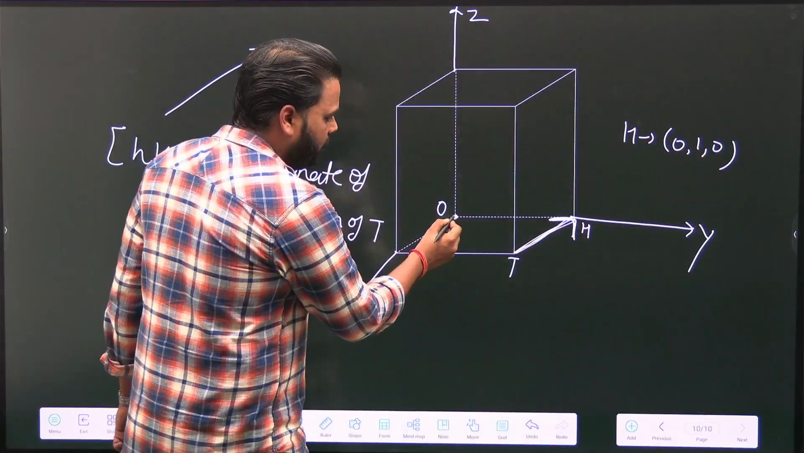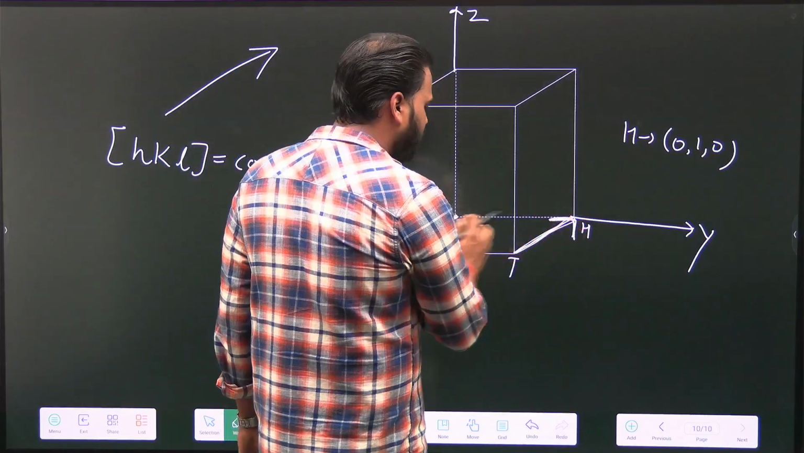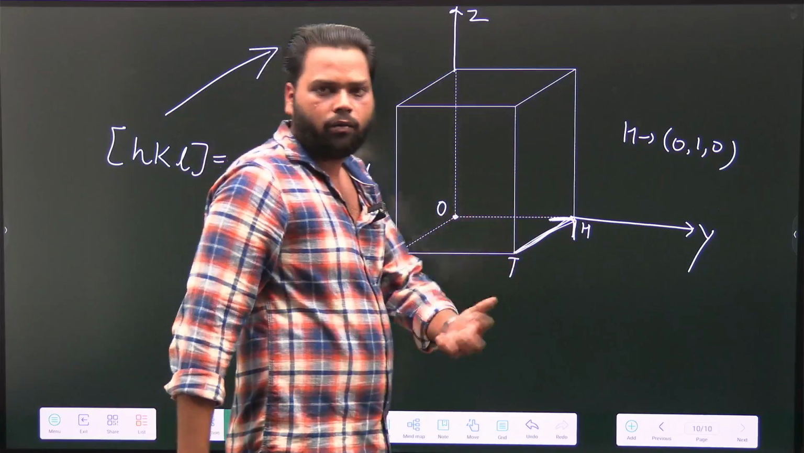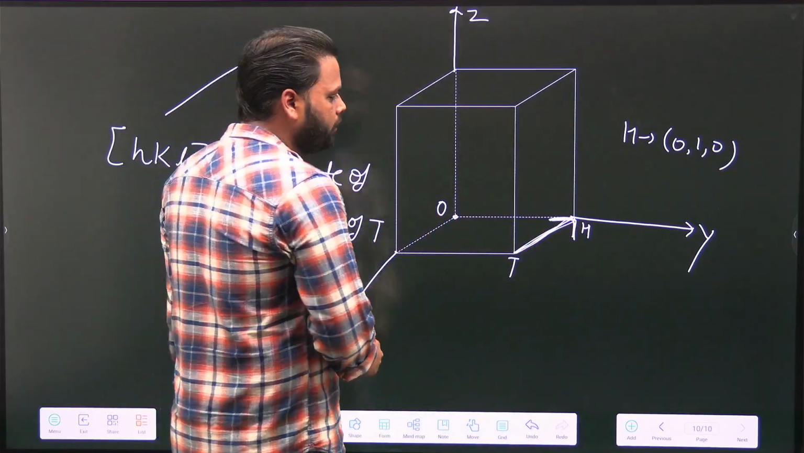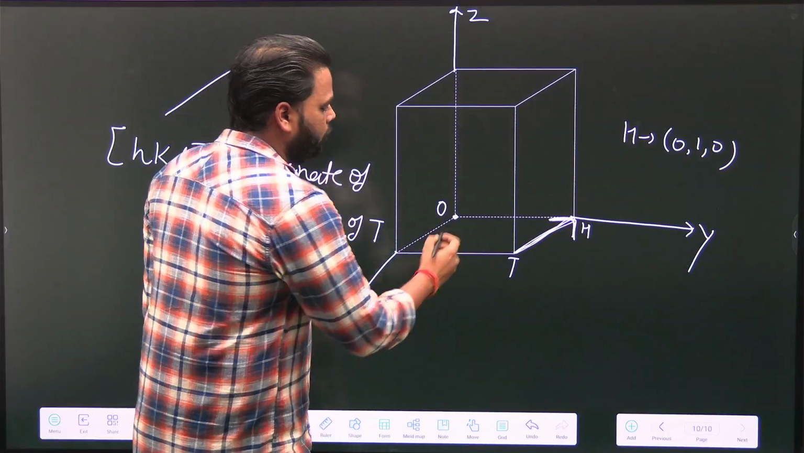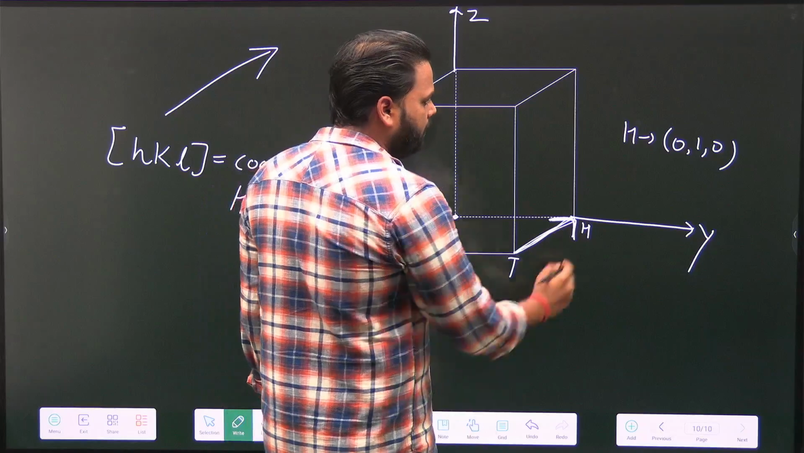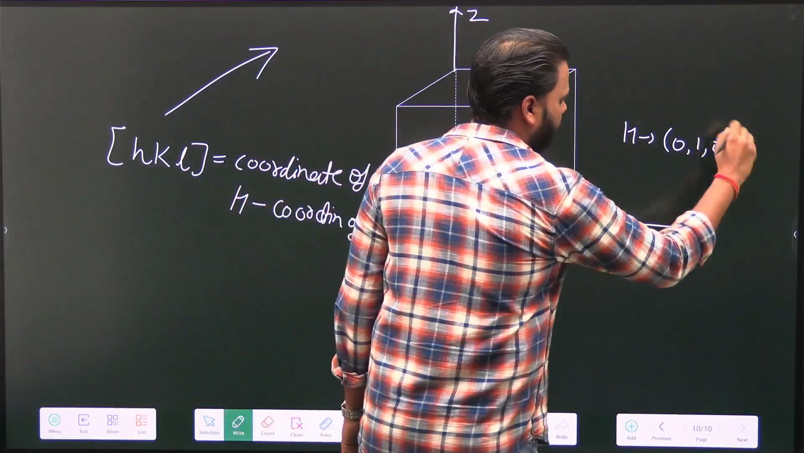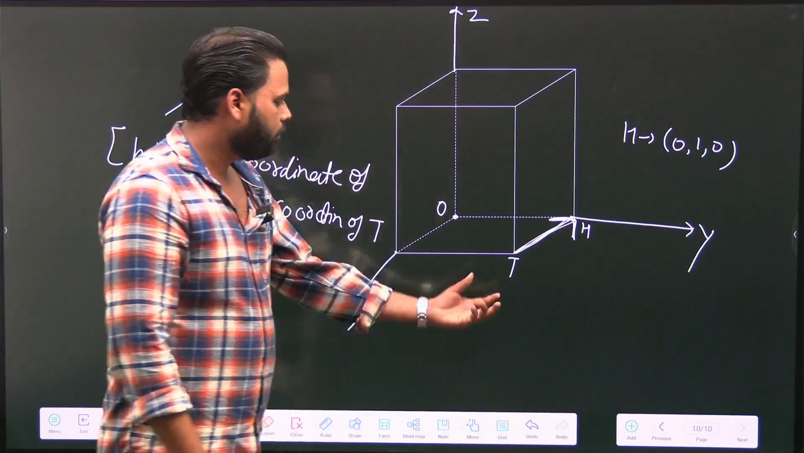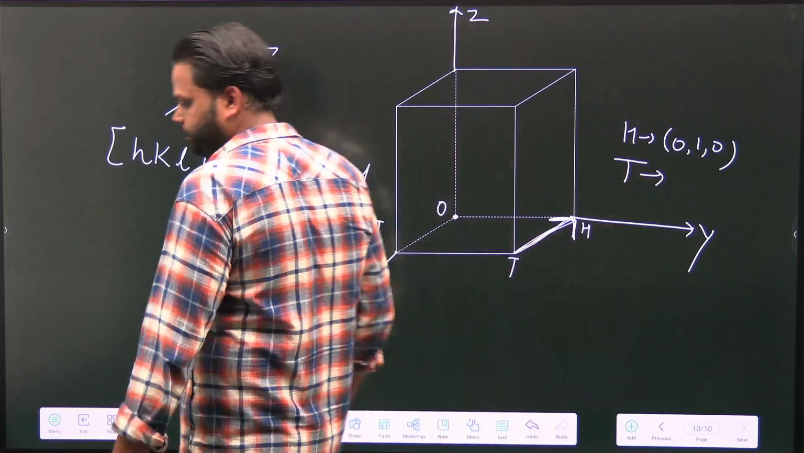At what distance are you going in the x direction while reaching this point? To reach this point, how much are you moving in a particular direction? That is what the coordinate tells. How much are you moving in the x axis? Not at all. You are not moving in the x direction, you are moving a times, a distance, that is 1, and you are also not moving in the z direction, so the coordinate of head will be 0 1 0. What will be the coordinate of the tail?